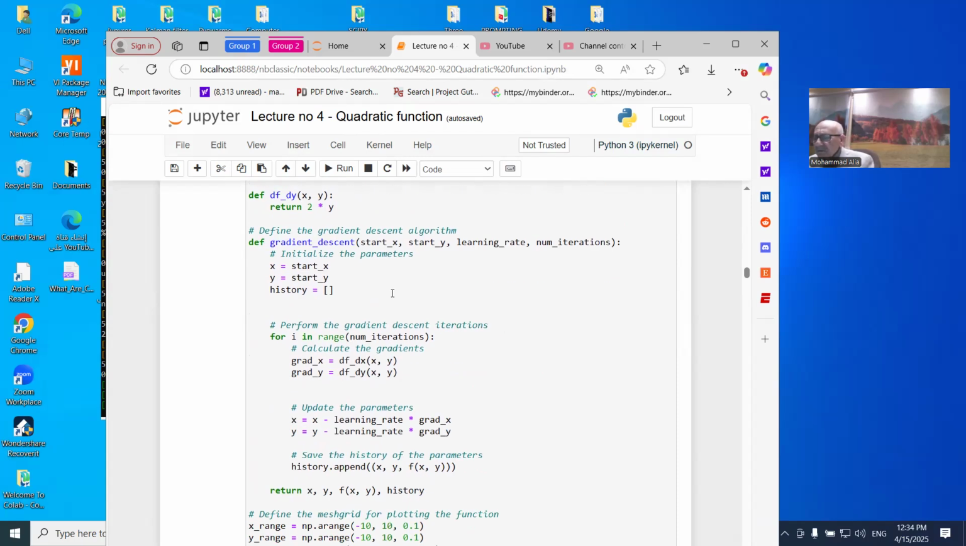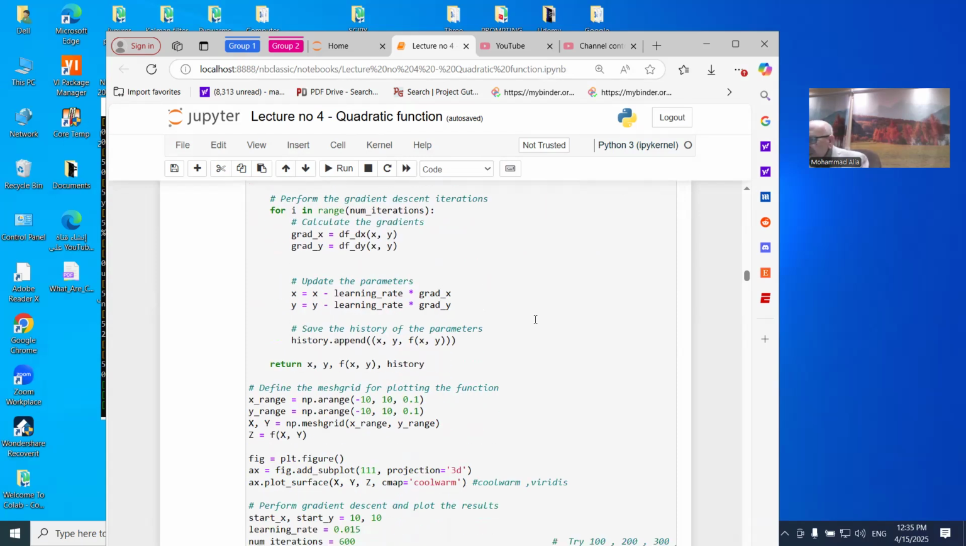Now, we suppose that the starting x value, start x, is assigned to a variable called x, and the starting y value is assigned to a variable called y. And we create an empty list, which we call history. This is step-by-step work.